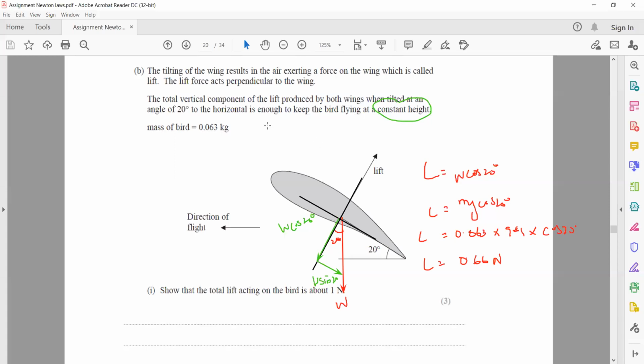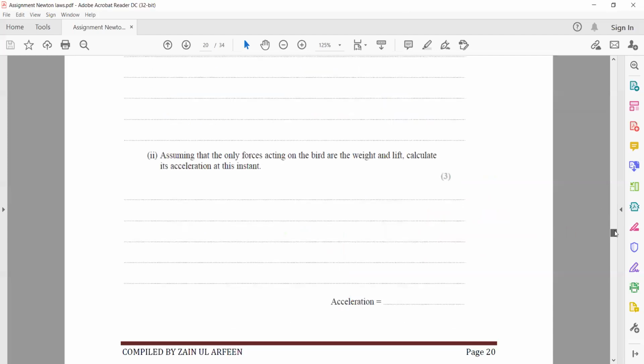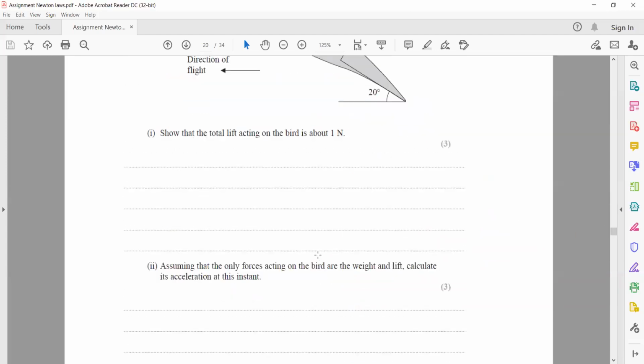Then the second part: assume that the only forces acting on the bird are weight and the lift. Calculate the acceleration at that instant. So we have to calculate the acceleration. To calculate the acceleration, what we need is the resultant force. So resultant force equals ma. Using the mass of the bird and the resultant force, we will get the acceleration. But to get the acceleration, we should know the total resultant force.